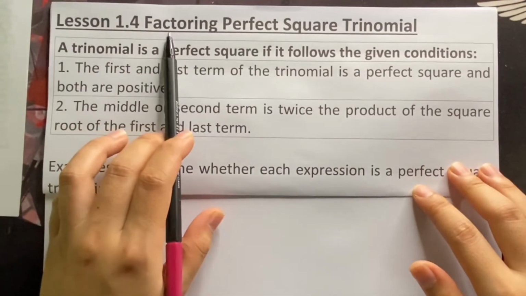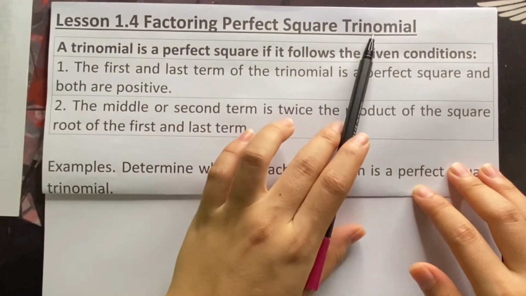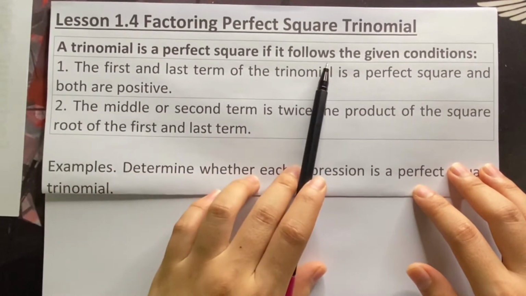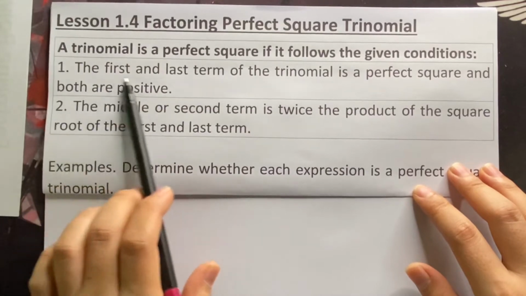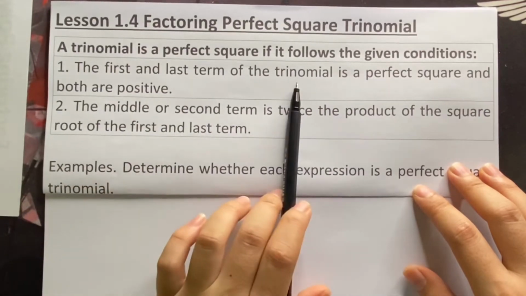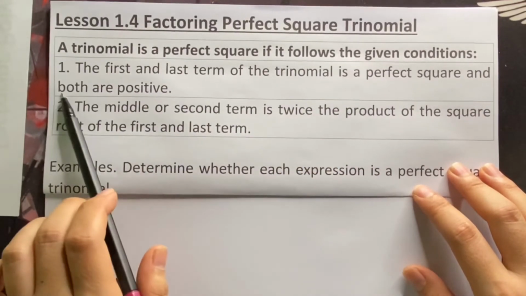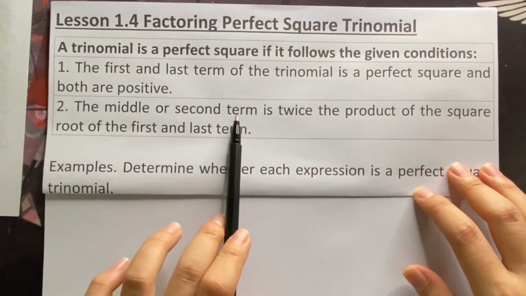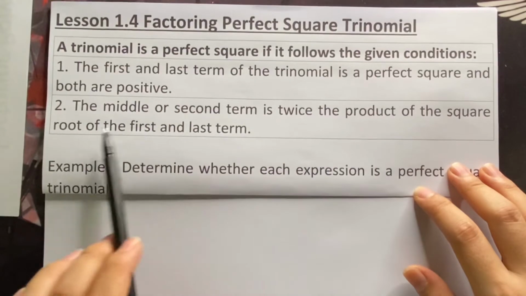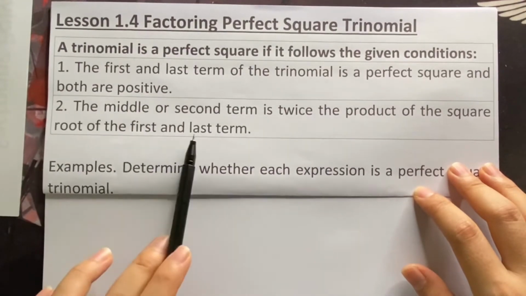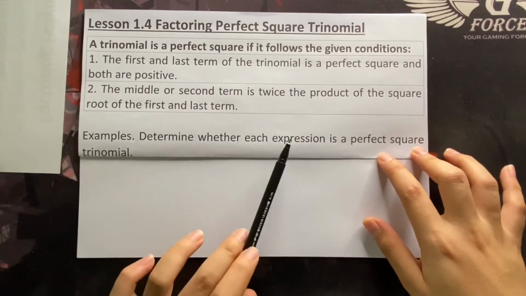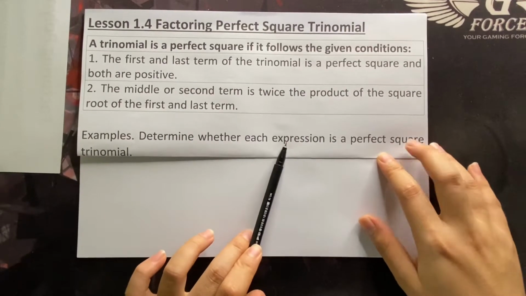Lesson 1.4, Factoring Perfect Square Trinomial. A trinomial is a perfect square if it follows the given conditions. First, the first and last term of the trinomial is a perfect square and both are positive. Second, the middle or second term is twice the product of the square root of the first and last term. Examples: determine whether each expression is a perfect square trinomial.